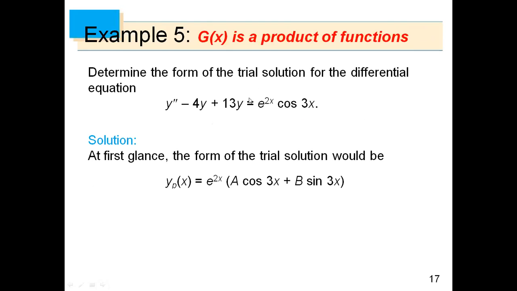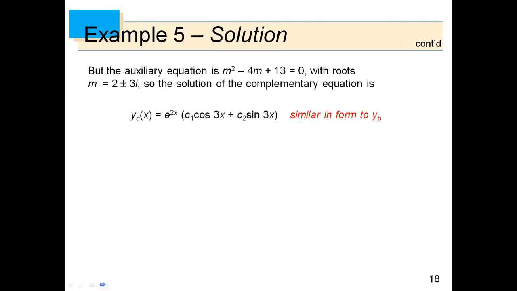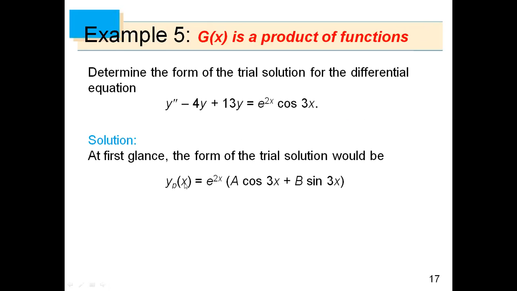Now, this is your yp and this is your yc. In terms of form, they are exactly the same. They only differ in the constants here, c sub 1 and c sub 2. In yp, we write it as capital A and capital B, so it's similar in form to yc. So what would you do, since your yc, your complementary solution, is similar in form to yp?